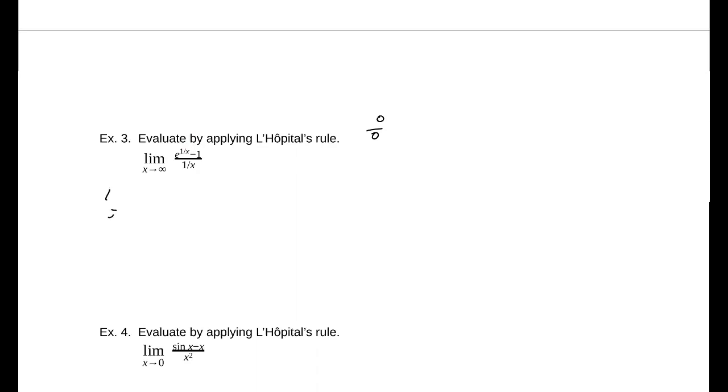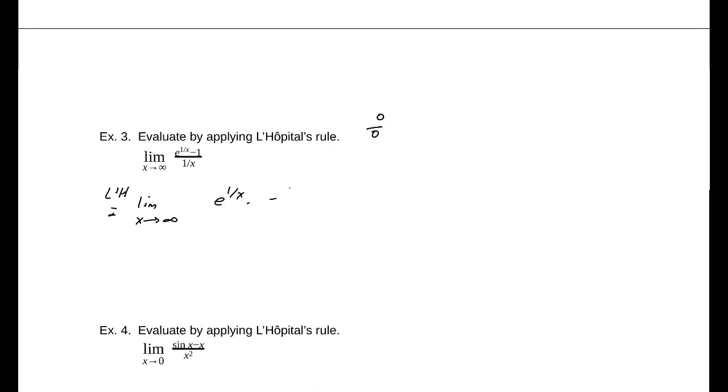Because L'Hopital's rule applies, go ahead and keep our limit. Now the derivative of the numerator is e to the 1 over x times negative 1 over x squared, and the derivative of our denominator is negative 1 over x squared. So algebraically, this is equivalent to the limit of e to the 1 over x. And as we noted earlier, that actually goes to 1. So our limit there is 1.